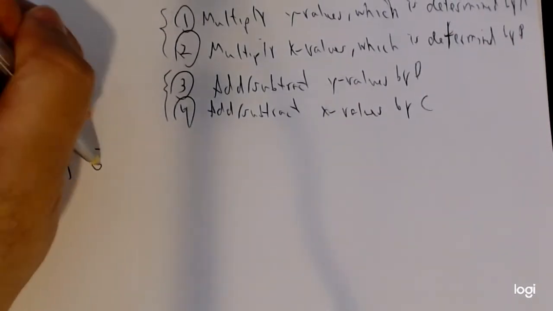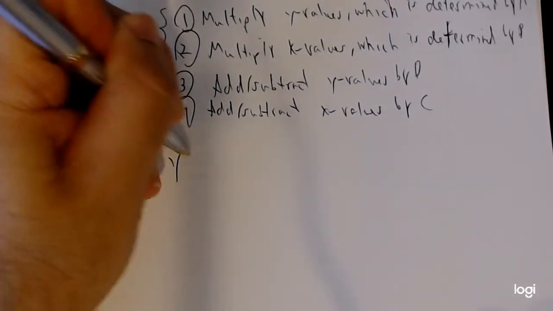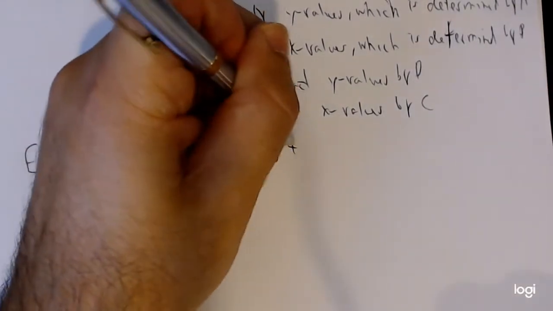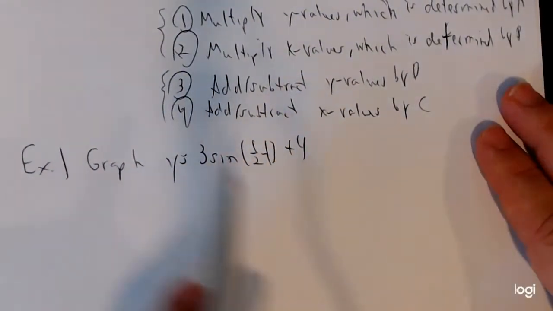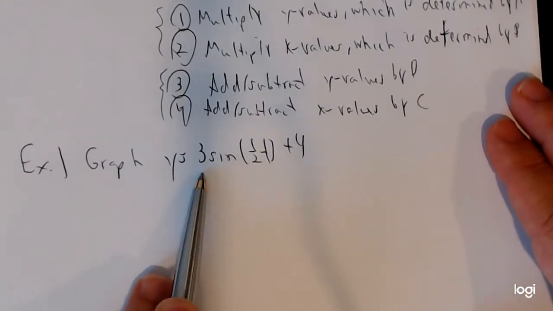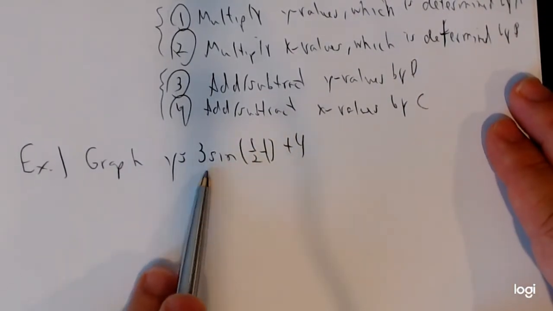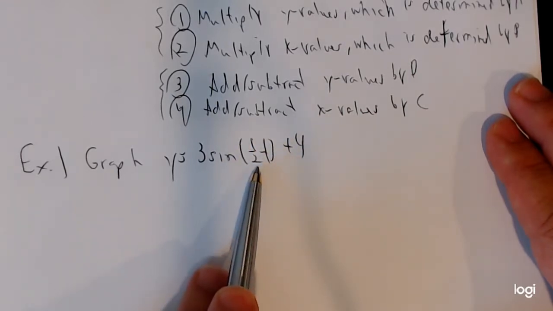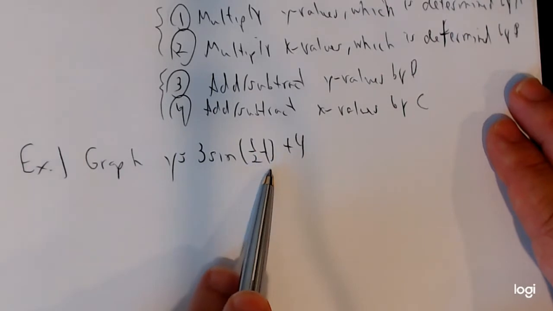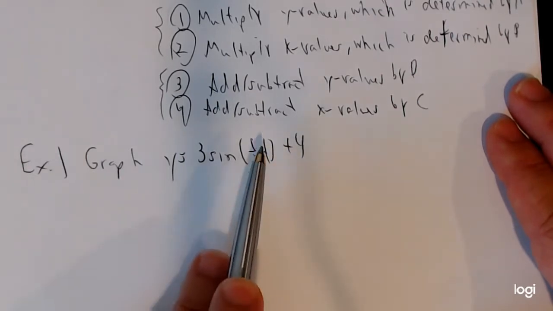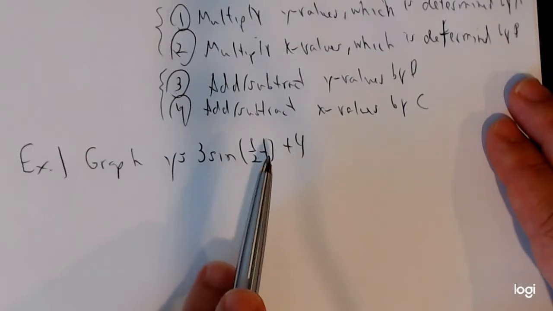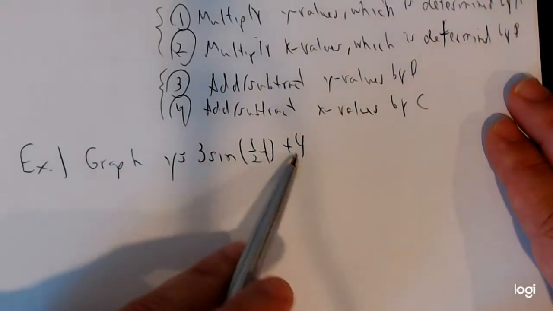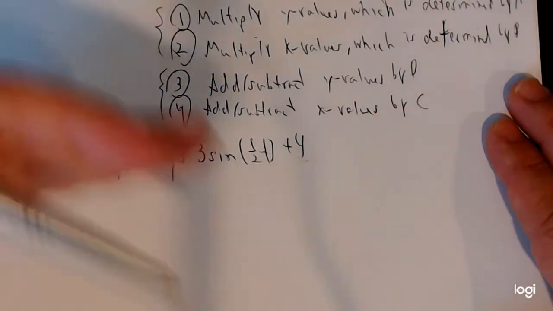For example, 1, graph y equals 3 sine of 1/2 t plus 4. By looking at this, I know right away this 3 is saying we multiply all of our y values by 3. This 1/2 in front of the t is saying we multiply all of our x values, or the t values, by the reciprocal of 1/2, which is 2. This plus 4 sits on the outside, so I'm just adding 4 to my y values, which means I'm shifting it up.